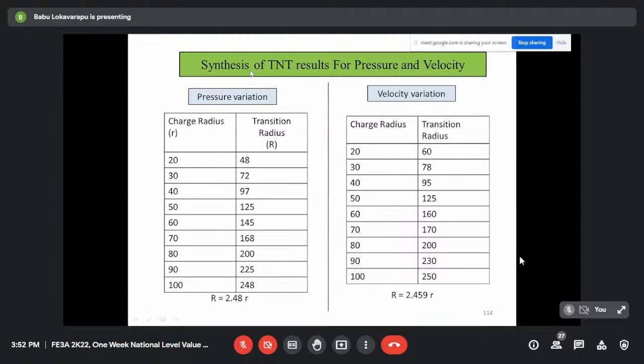Based on that pressure variation, this is the empirical relation, R equal to 2.48 r, and for velocity, R equal to 2.459 r. Using these two relations and whatever charge radius you are using for the explosive, you can predict the transition distance, so that I can use this model to design the blast scenario, and accordingly you can keep your units wherever you want.